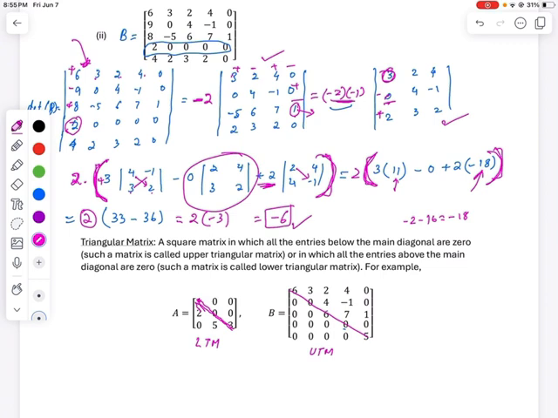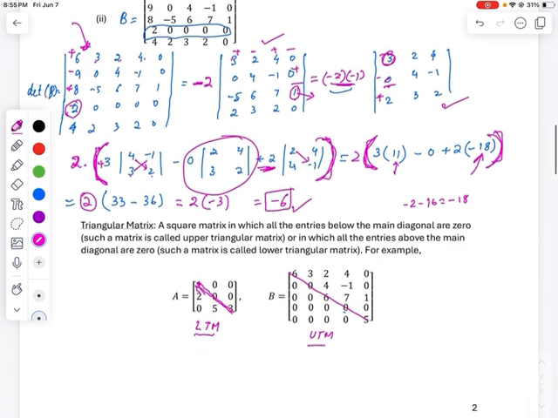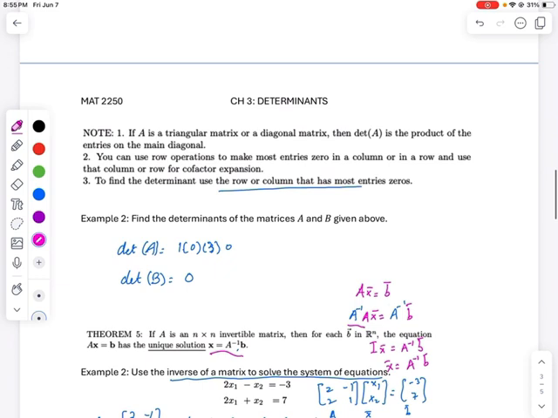These are triangular matrices. And to be more specific, the one in which all the entries above the diagonal are 0, and the entries below the diagonal, at least one of them is not 0, we call it the lower triangular matrix. And the one in which all the entries below the main diagonal are 0, but the entries above may not all be 0, is called the upper triangular matrix. And then if A is a triangular matrix or a diagonal matrix, then determinant of A is the product of the entries on the main diagonal.